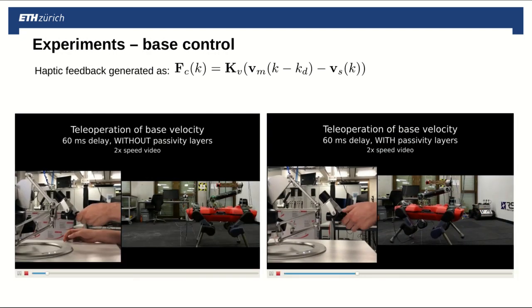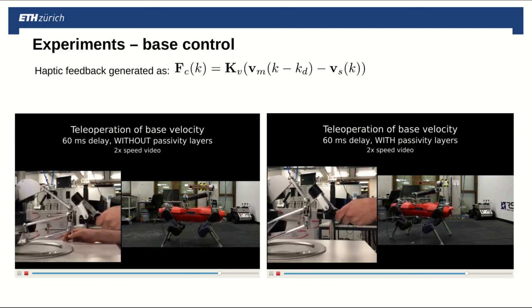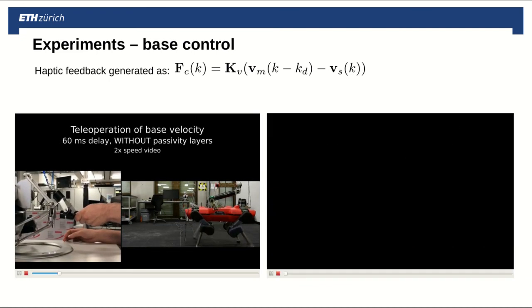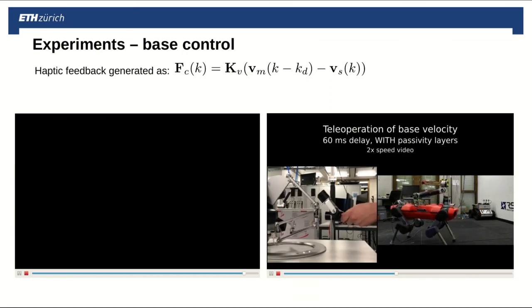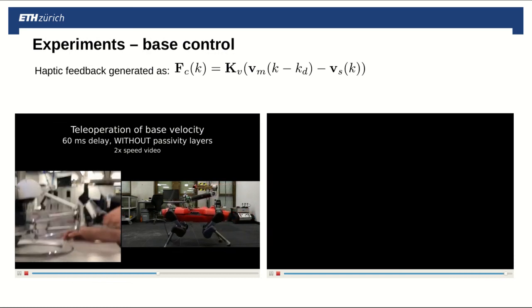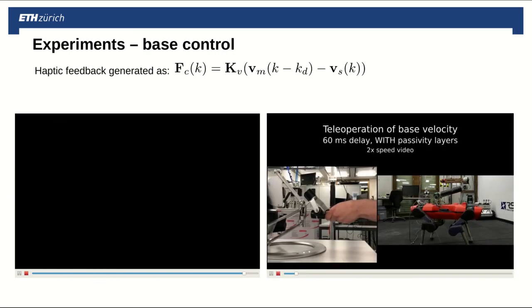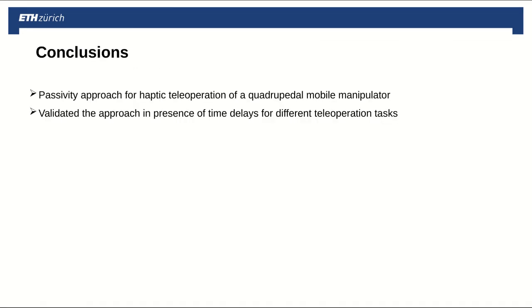We realized from the experiment that with passivity layer, the velocity tracking error is worse. This happens because we are penalizing the ground reaction forces in the whole-body controller to preserve passivity. However, this is the price to pay for being able to perform haptic teleoperation in a stable way when delays are present. We got to the conclusion.